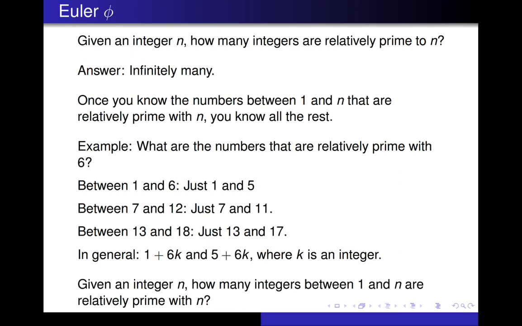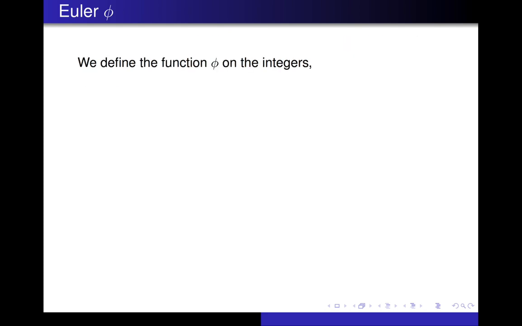So now we can rephrase this question. Given an integer n, how many integers just between 1 and n are relatively prime with n? And that one gives us a more interesting answer, and we're going to give that answer by the Euler Phi function.